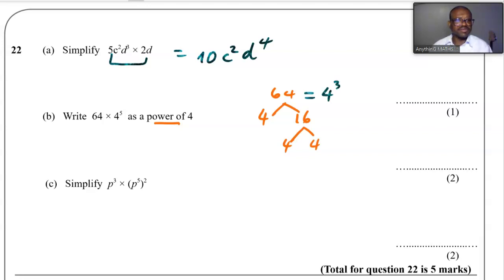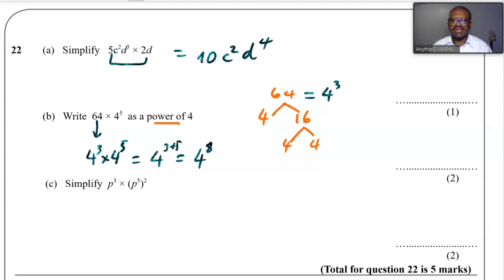Remember, this is not prime factorization, but we use that idea because they are saying it's a power of 4. That's why we just use only 4. So don't confuse this method with prime factorization. And as a result, this actually becomes 4 raised to the power 3 times 4 raised to the power 5. And you're going to get 4 raised to the power 3 plus 5. And that gives you 4 raised to the power 8. Leave your answer in the power of 4. So you don't have to find the value.